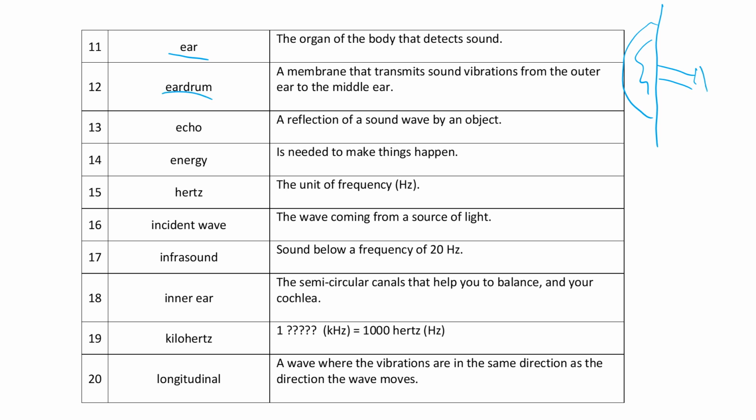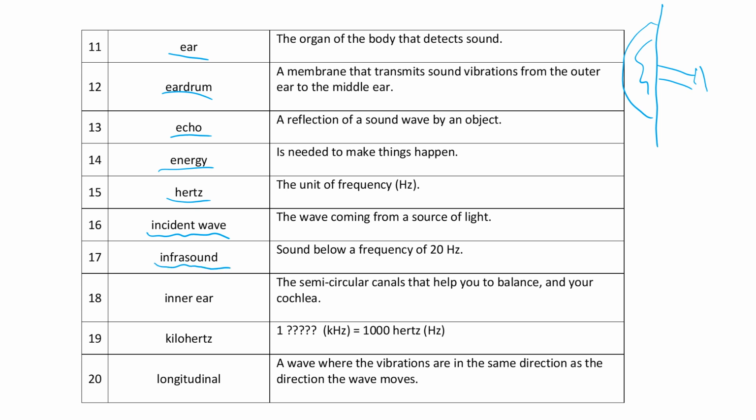A reflection of a sound wave by an object is an echo. Is needed to make things happen. That's not a very good definition. Energy. The unit of frequency: hertz. The wave coming from a source of light is the incident wave. Sound below a frequency of 20 hertz is infrasound. That's then sounds that we can't hear.